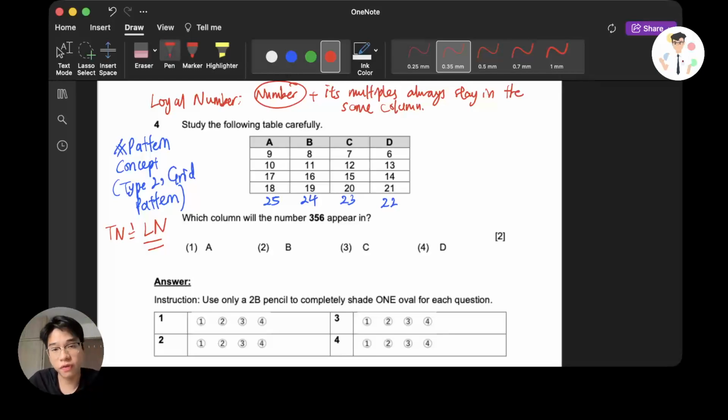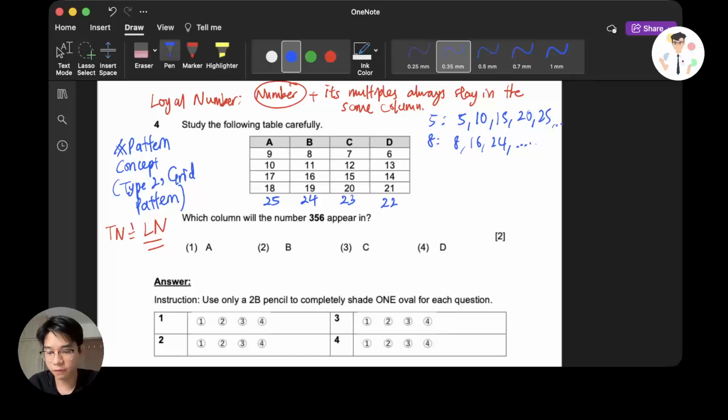Teacher, what do you mean? So for example, if I have a number like 5, the number will be 5. The multiples will be 5, 10, 15, 20, 25. Now all of these, and so on, there's a lot, will always stay in the same column. It means that if 5 is in column, for example, C, the rest will all be in C. Example 8, 16, 24, blah blah blah, right? All these numbers will stay in the same column. It means that if it's in D, for example, then it will all be in D.